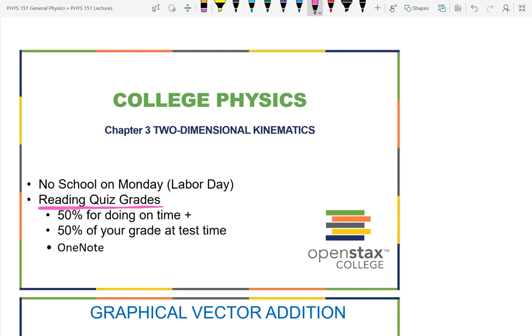So the way the grade works is you get 50% for doing it on time. That is half of the grade, for attempting it on time. And then the other 50% of your grade on the reading quiz is your grade at test time. The reason I have that is to give you some incentive. Even if you didn't get it done on time, you can go back and get some points by still doing it. So that's 50% of your grade, what you got right, the score at test time.